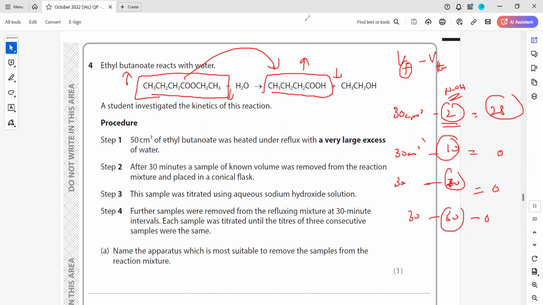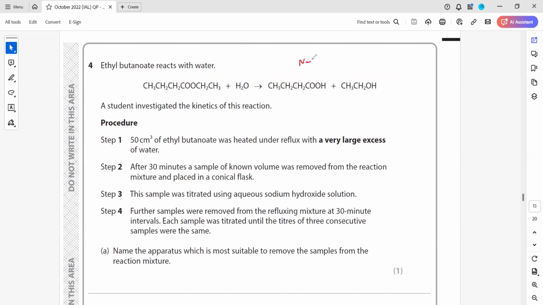It can be done with a concentration, but if we use the concentration of sodium hydroxide, then what will happen? The amount of sodium hydroxide, its moles, is directly proportional to the concentration of the product. But we want to find the chemical kinetics. So we want to investigate how the concentration of the reactant affects the reaction.